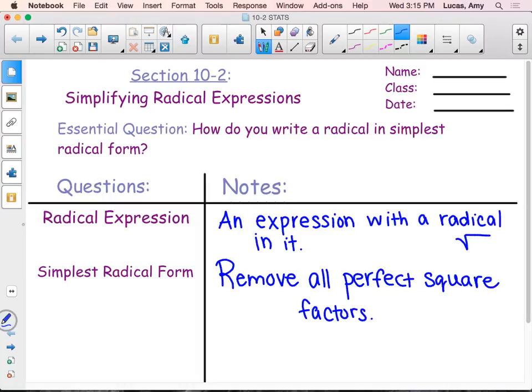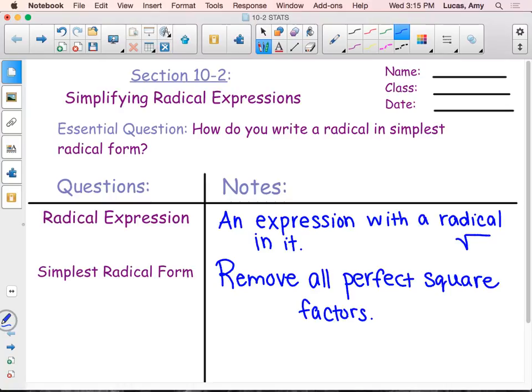If our square root is a perfect square, we'll simplify it, like the square root of 4 is 2, and be done with it. But if our square root is not a perfect square, we are going to try to write it in simplest radical form by removing all perfect square factors from it. The reason that we want to do this is because then we're still keeping our answer exact.